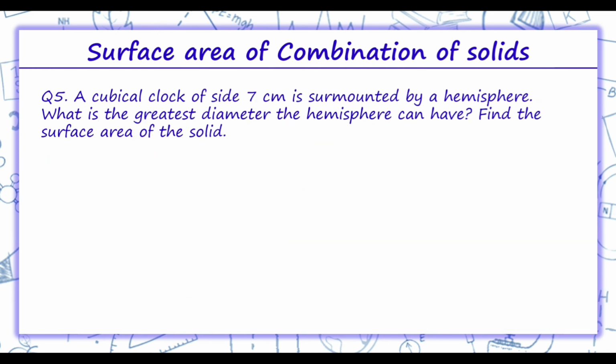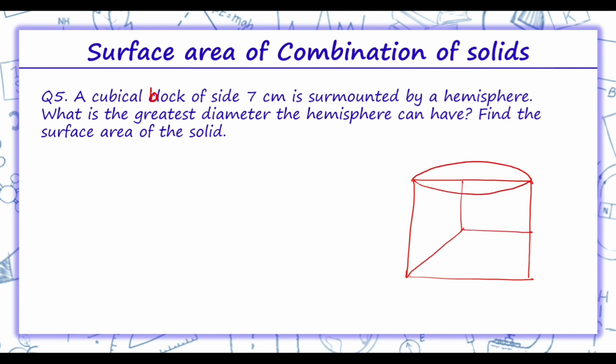Next question, a cubical block of side 7 centimeter is surmounted by a hemisphere. What is the greatest diameter the hemisphere can have and surface area of the solid. Now this is a cubical box. So this cubical box is surmounted by a hemisphere. So this is a hemisphere over here. Now the side of the cube is 7. Obviously diameter of the hemisphere will be 7 only. Now they are asking us to calculate surface area of the solid.